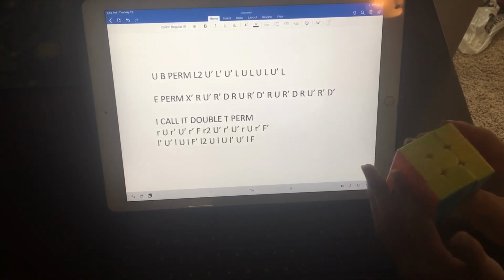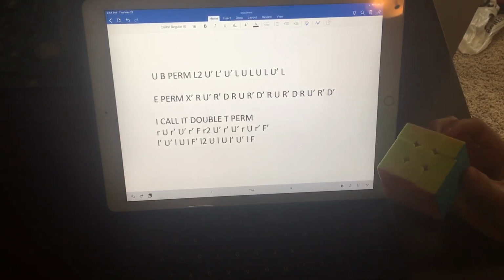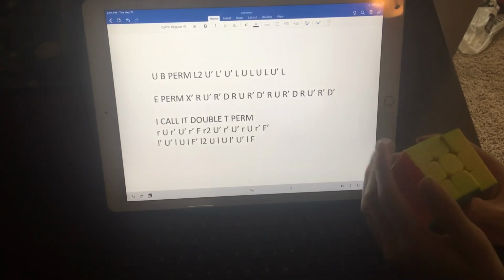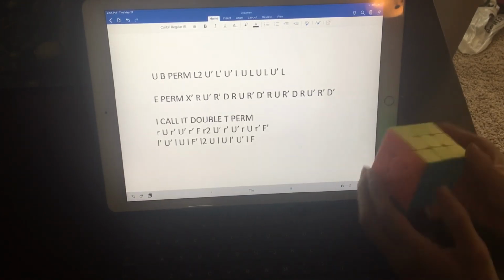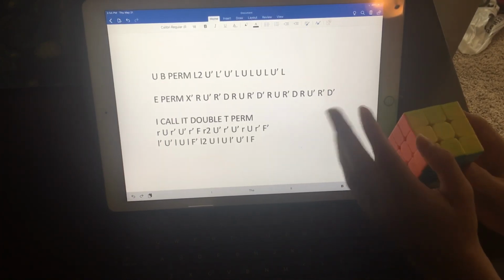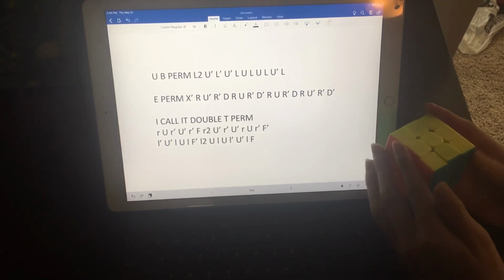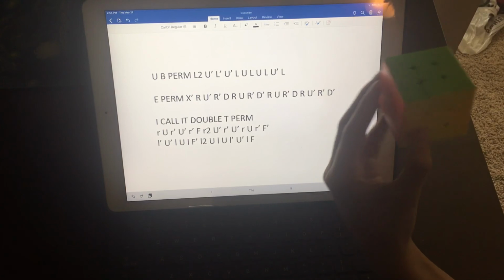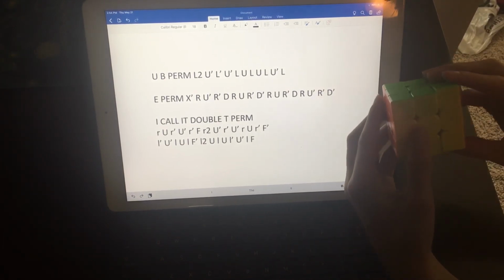Now the E perm. This one, you will be kind of confused on how to hold it. Sometimes I do. If you do the algorithm right, but you don't hold it right, you will get an H perm. So X prime, I forgot to write X at the end, but X prime just means you turn the cube like this. So you move it up 1. So then you do this algorithm.